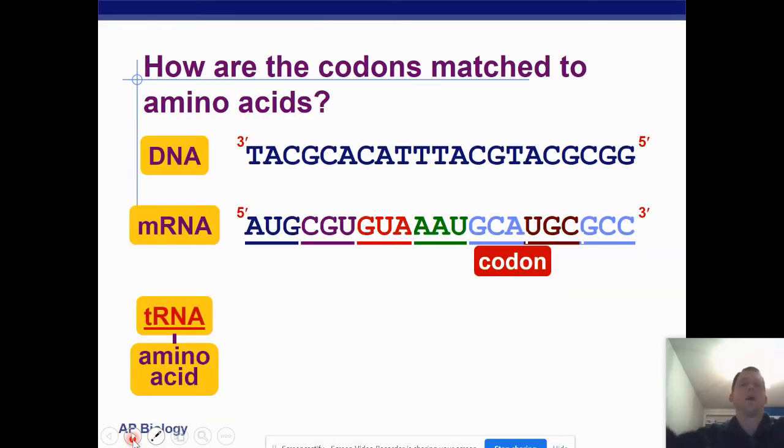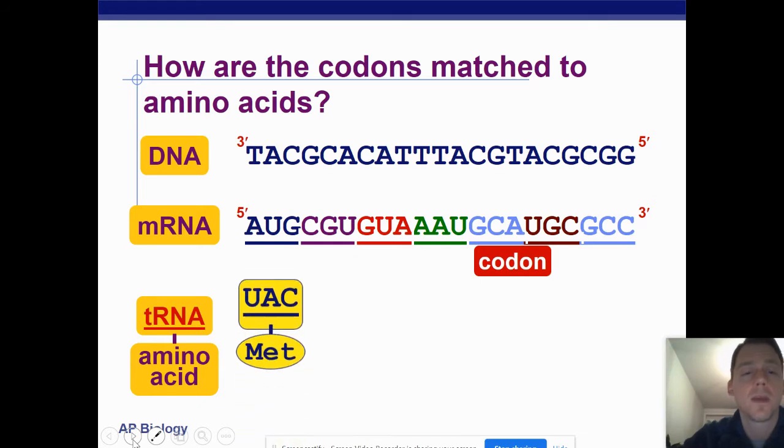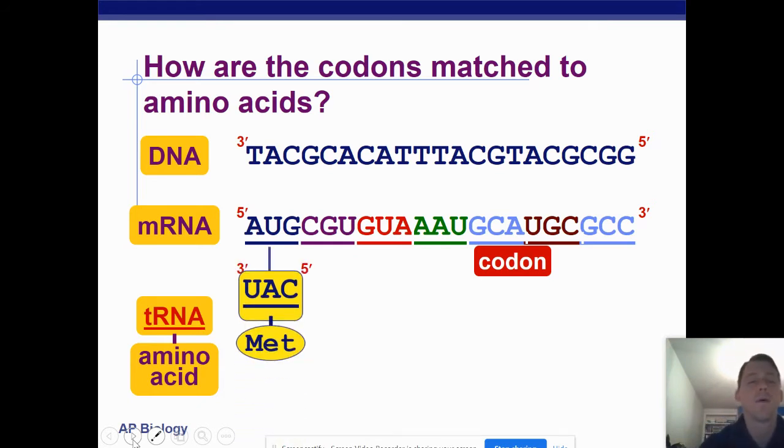Okay. So how are the codons matched to amino acids? What's the actual mechanism that takes a codon and matches it to an amino acid? Well, that is where something called tRNA comes in. tRNA is a specific type of RNA that has a little area with a complementary pair to the codon. You see here how the AUG on the mRNA will have a UAC on the tRNA. It matches up perfectly with that first codon, and this tRNA has the correct amino acid, methionine.